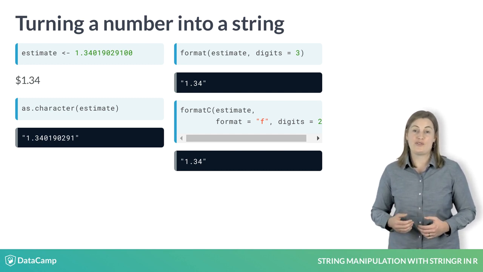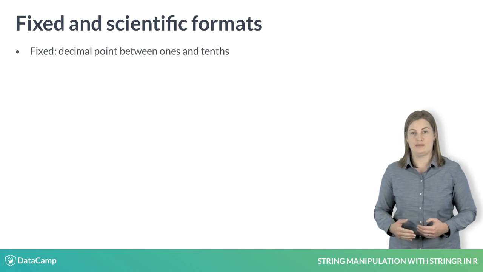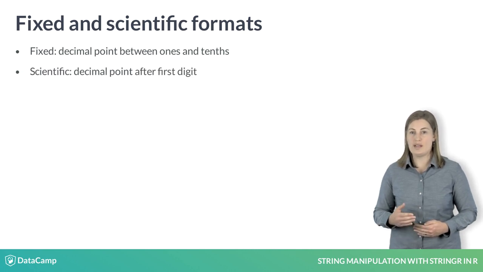First, let's do a quick review of fixed and scientific formats for numbers. In fixed format, the decimal point is in a fixed place, between the tenths and ones digit. In scientific format, the decimal point can be anywhere. It's always displayed after the first digit, and then we use an exponent to describe its position.